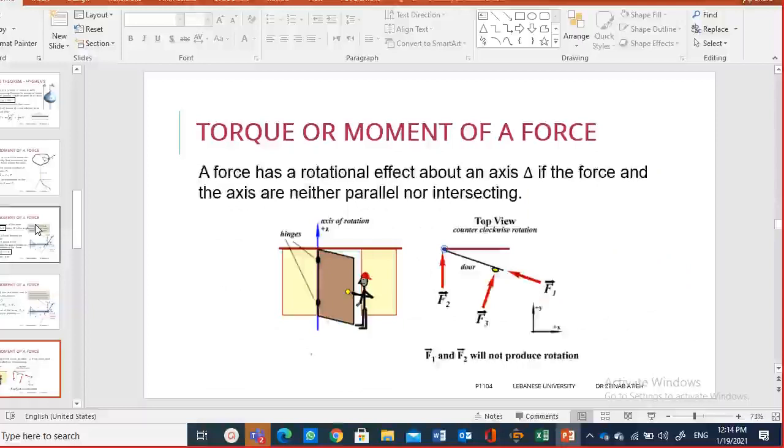I've said that all forces have a moment except two types of forces. The moment is zero if the force is intersecting the axis of rotation, meaning its line passes through the axis of rotation, or if the force is parallel to the axis of rotation.